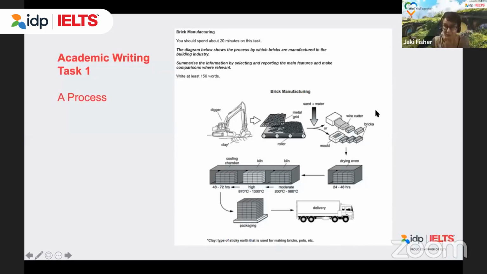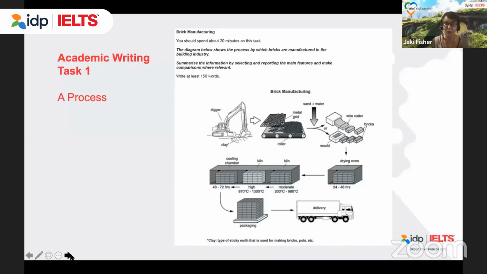Okay, how do you do the overview? So introduction, you just rewrite the topic. Overview, count how many steps. So how many steps? 1, 2, 3, 4, 5, 6, 7, approximately 7 steps, starting with digging up the clay, ending with delivery. And then you just describe each step.